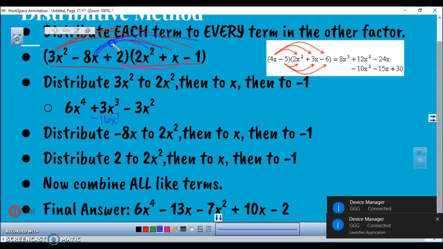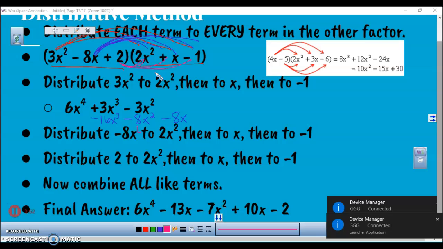Then I would have negative 8x times x. That would give me negative 8x squared. See how they're still lined up? Then when I multiply negative 8x times negative 1, it would hang out here on its own because there's no x term there. Then when I do this 2, I'm going to shift it over again. 2 times 2x squared is 4x.